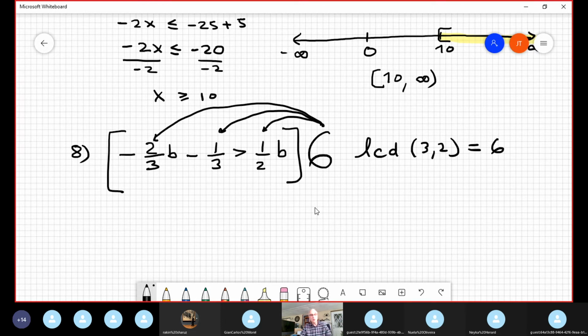Let's do it separately, one by one. Negative 2/3 times 6. Es obvio que es negative 4. Yes or no? Because 6 divided by 3 is 2, and 2 times 2 is negative 4. And negative 4b.